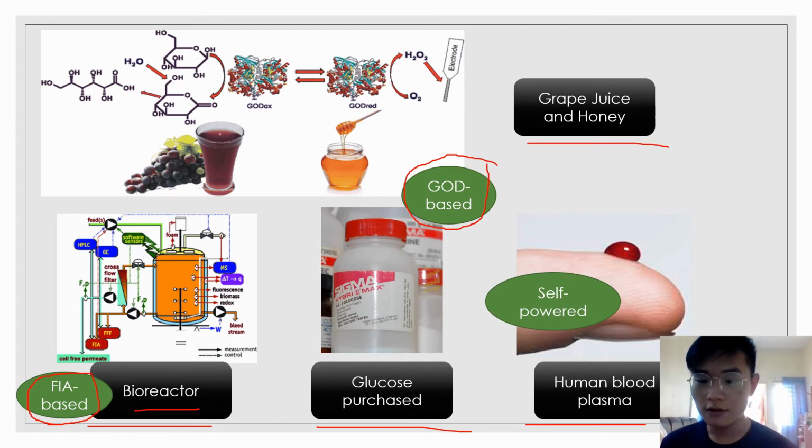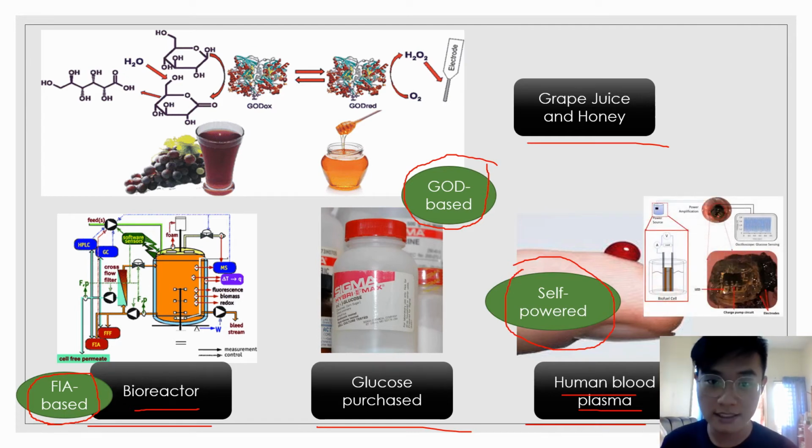Then for human blood plasma, they are using this self-powered glucose biosensor. Actually, this glucose biosensor uses a biofuel cell as the power source. So we don't need any external power from the outside to operate this glucose biosensor.